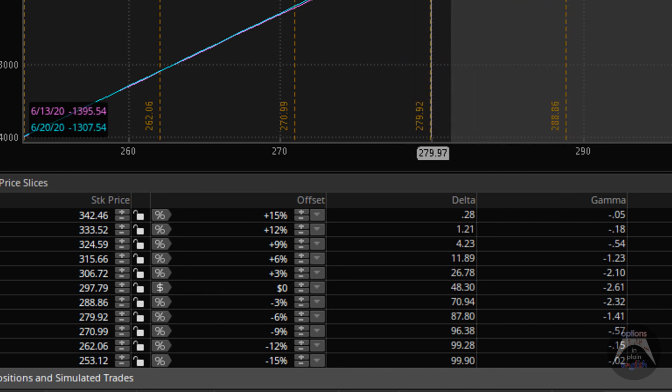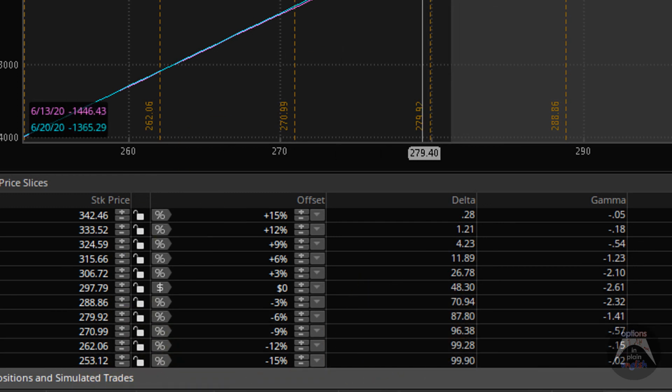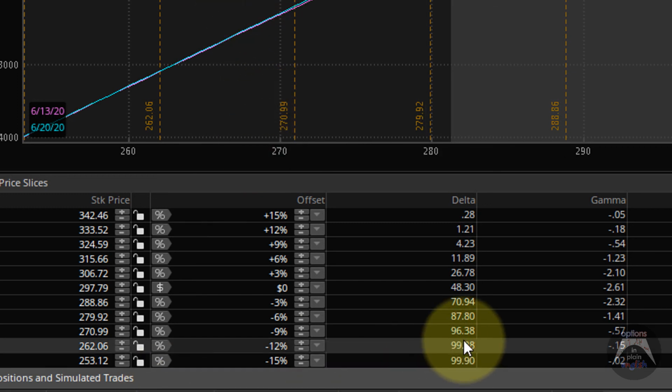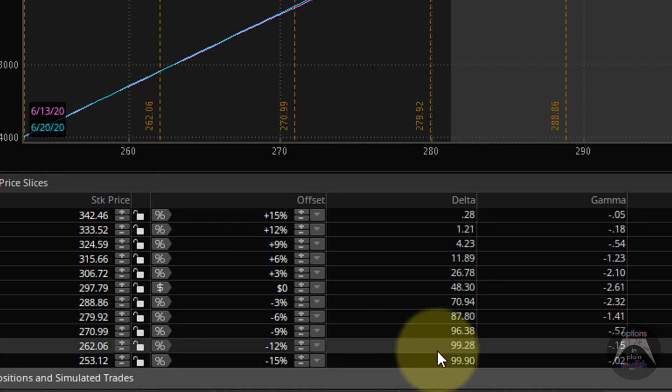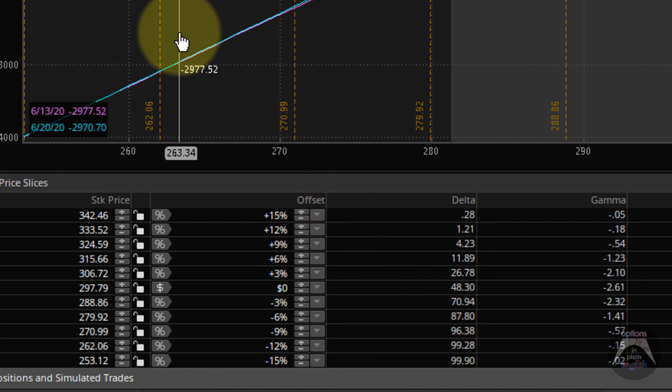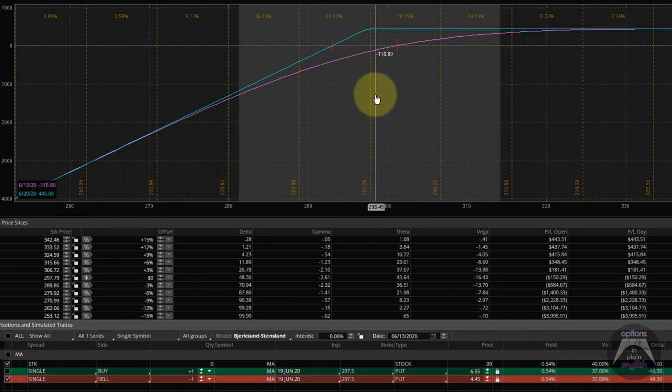You have 87 positive deltas, and then at 270 you have 96 deltas. So at this point you're basically long the stock. You almost have 100 deltas. You're 96, 99, 99. So at this point, you're pretty much long the stock. And if you go to expiration, you will be long the stock because you're going to be put that stock at the strike price, and you're going to materialize the loss from here until the point where the underlying price is.